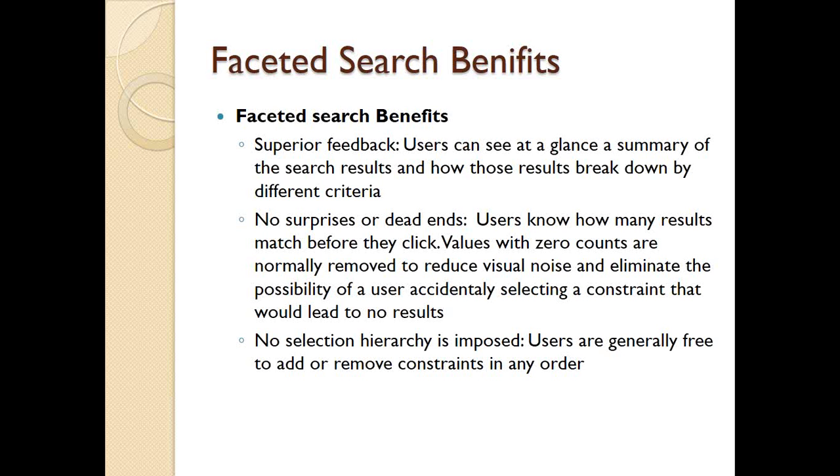Next is faceted search benefit. It provides superior feedback, like users can see at a glance a summary of the search results and how those results break down by different criteria. You don't have any surprises or dead ends. Users know how many results match before they click. Values with zero counts are normally removed to reduce visual noise and eliminate the possibility of the user accidentally selecting a constraint that would lead to no results. No selection hierarchy is imposed. Users are generally free to add or remove constraints in any order.